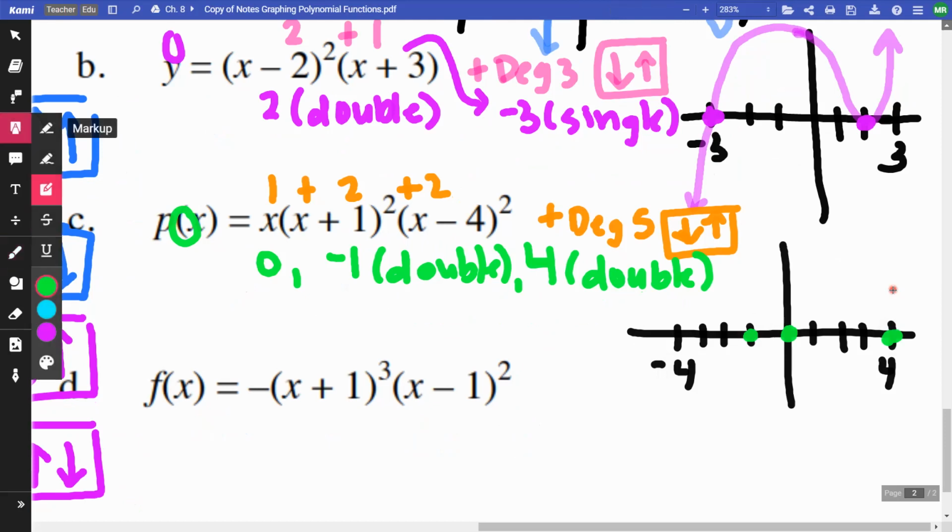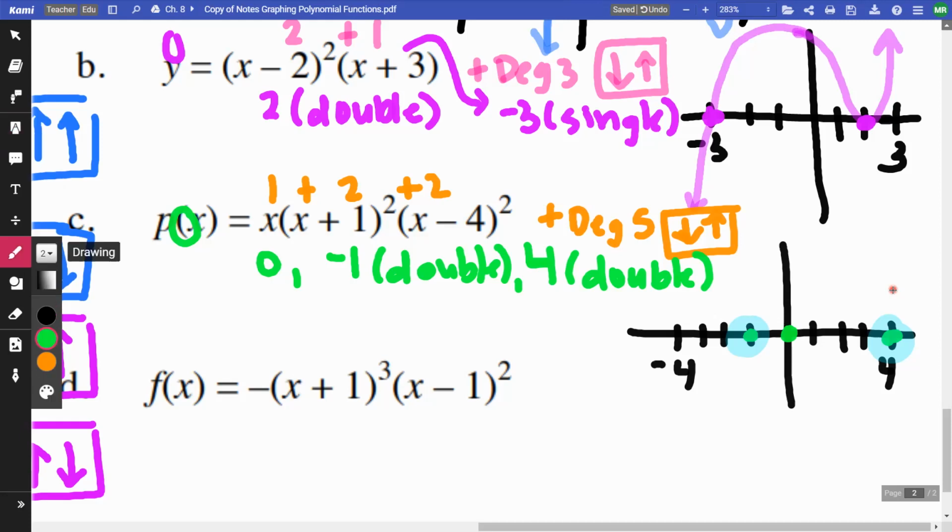Now I'm going to kind of highlight these. This one here, my -1, and this one here, my 4. Those are doubles, so it's going to be bouncing off. So when I'm graphing this, again, it's going to start below. It's going to come, and it's going to bounce off of this because it's a double root. It's going to come back up and go through because it's a single root, like a line. And then the other one is going to be a double, so it's going to bounce off like a parabola again.